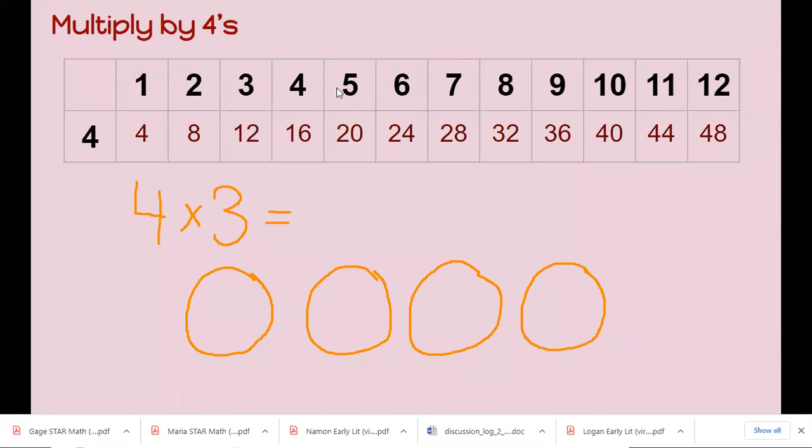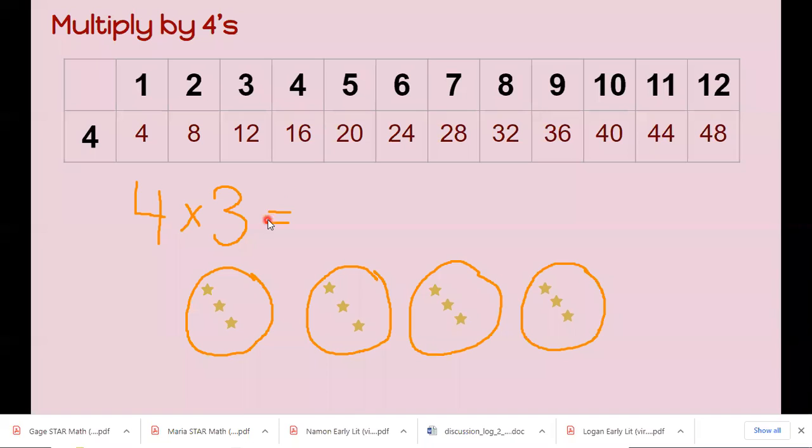It's groups of 3, so each group is going to have 3 stars. Go to your first group and put your 3 stars in. 1, 2, 3. Go to your second group, put your 3 stars in. 1, 2, 3. Go to your third group, put 3 stars in your third group. And finally, your fourth group also has 3 stars.